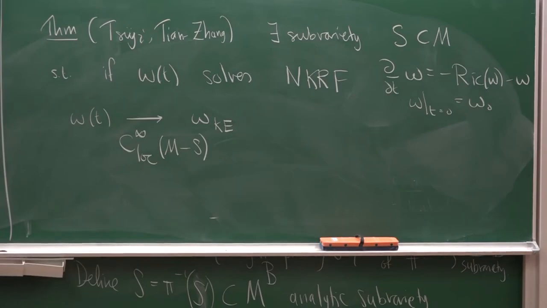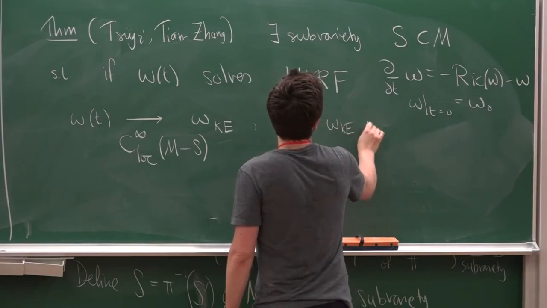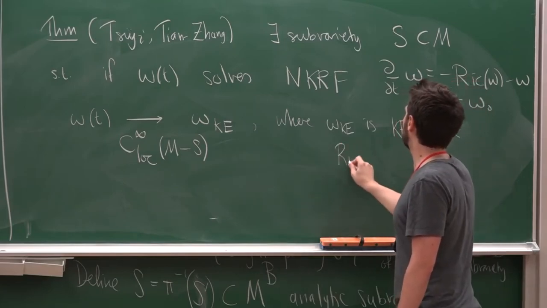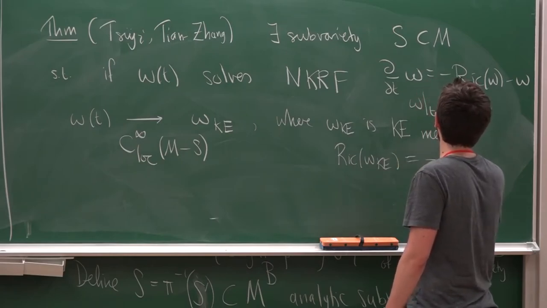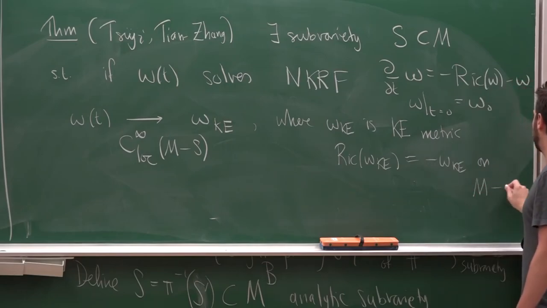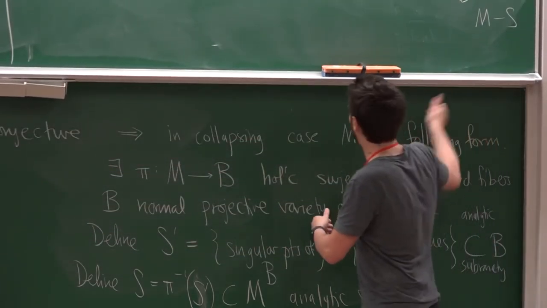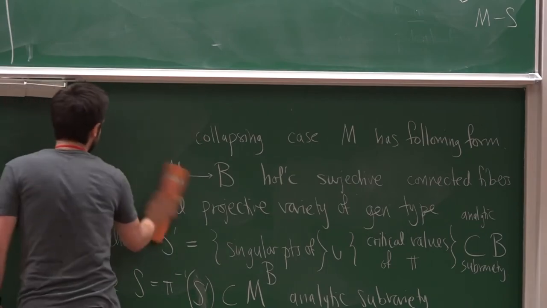So omega KE is a Kähler-Einstein metric. In other words, Ricci of omega KE is minus omega KE. But it's only defined as a smooth metric on M minus S, and it doesn't extend to be a smooth metric on the whole of M. Okay, so that was the sort of state of the art until maybe the last 5 or 10 years.